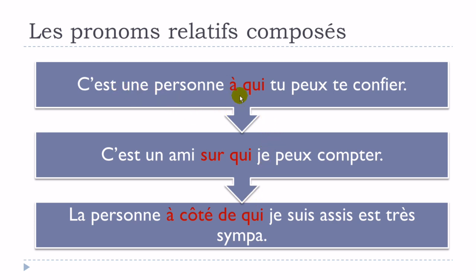So if this pronom relatif composé replaces a person, then in that case, don't use lequel or laquelle, but use qui with the preposition: so à qui, and then sur qui here, and then à côté de qui.